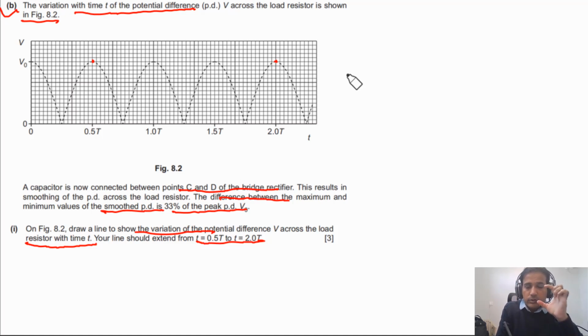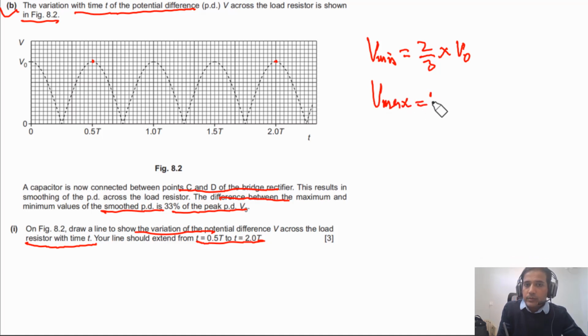The difference between maximum and minimum is 33%. So if we divide 100 into 3 parts, we can say the minimum value of V, V min, has to be equal to 2 by 3 of V naught, and V max will be equal to V naught. These are the points we need to understand.